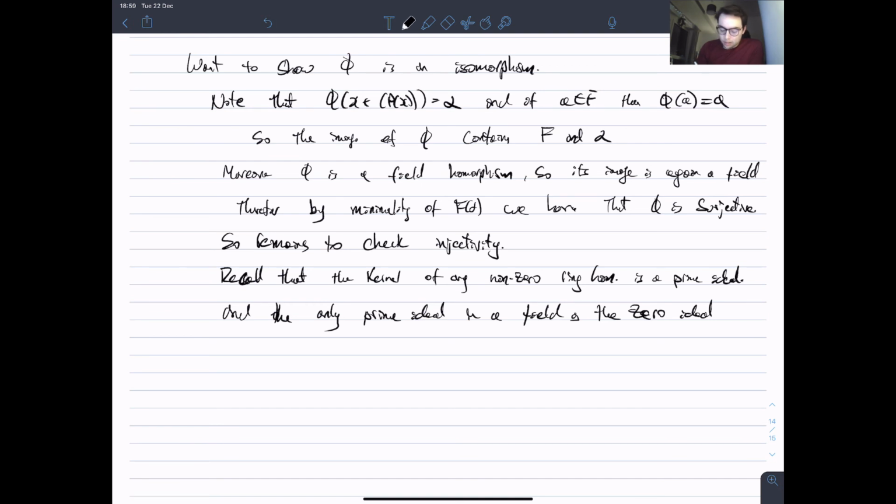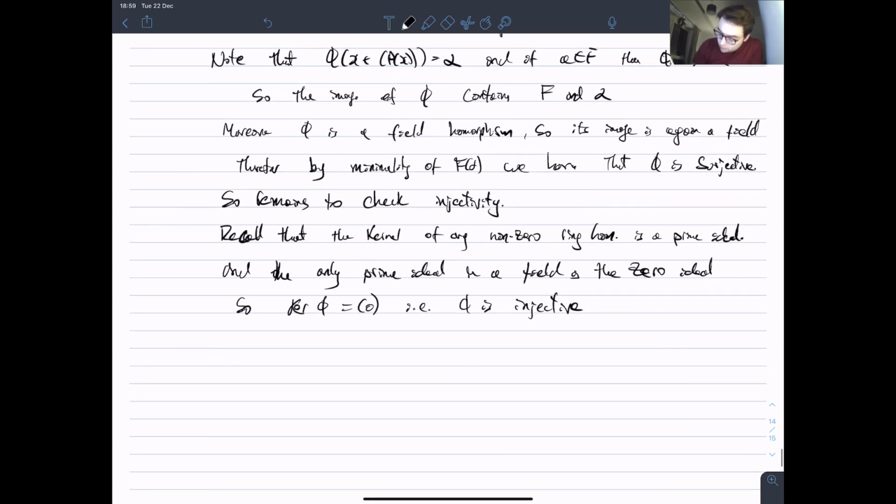So this is the kernel, and this is a map between fields. So the only prime ideal in a field is the zero ideal, and so the kernel has to be the zero ideal, which means that the kernel is zero. So the map is injective. So the kernel of phi has to equal the zero ideal, i.e. phi is injective. And we're done. This finishes the proof.